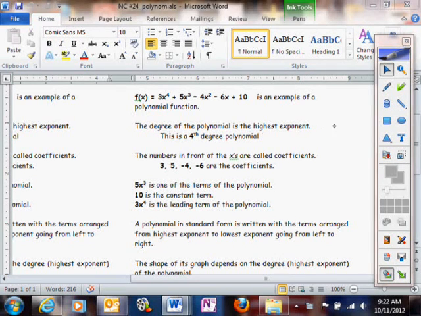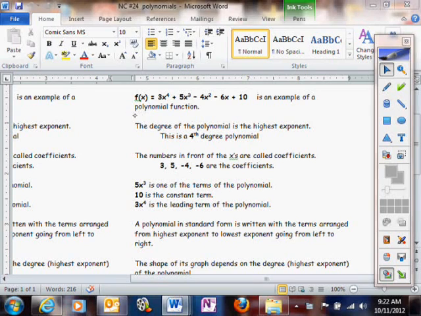All right, we're going to do a review of polynomials. This is note card 24. We're starting out here with a function f of x equals 3x to the fourth plus 5x to the third minus 4x squared minus 6x plus 10. This is an example of a polynomial.